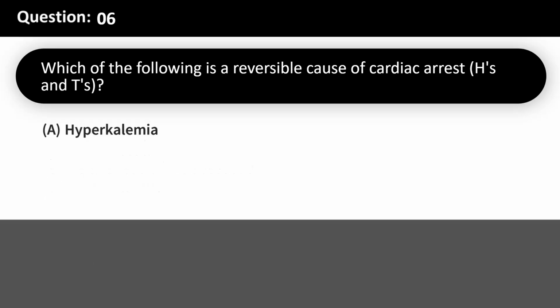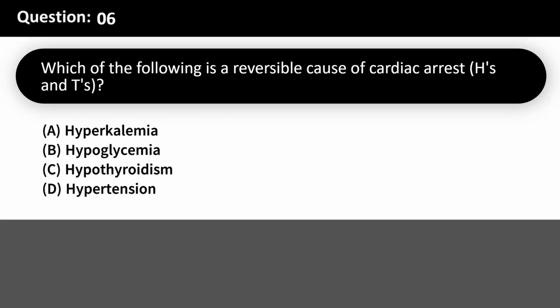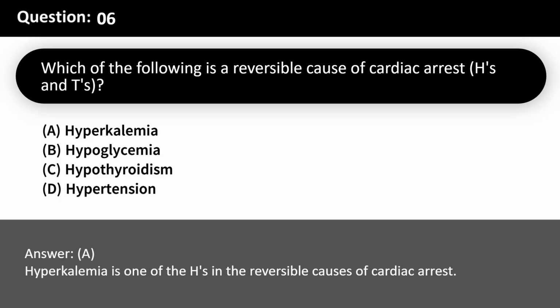Which of the following is a reversible cause of cardiac arrest, the H's and T's? A. Hyperkalemia. B. Hypoglycemia. C. Hypothyroidism. D. Hypertension. Answer: A. Hyperkalemia is one of the H's in the reversible causes of cardiac arrest.